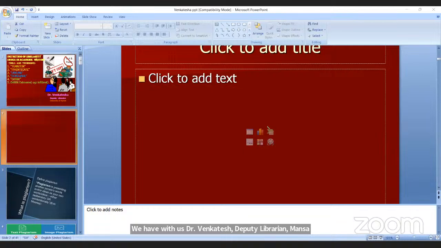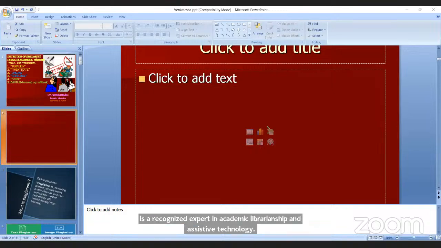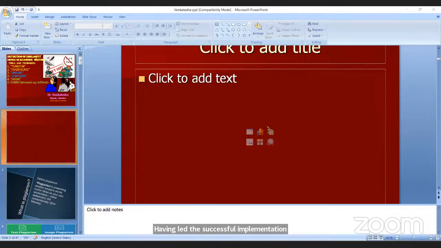I'm delighted to introduce Sir to the gathering. A seasoned academician with over 30 years of dedicated service in the field of library science. He is a recognized expert in academic librarianship and assistive technology. Dr. Venkatesha is a pioneer in advancing research ethics and academic integrity, having led the successful implementation of the plagiarism detection service at Manasa Gangotri. As a prolific researcher with 25 publications in esteemed journals, he has significantly enriched the field of library science.